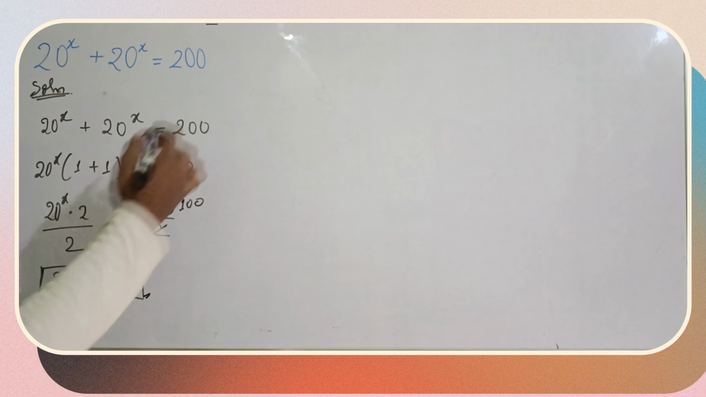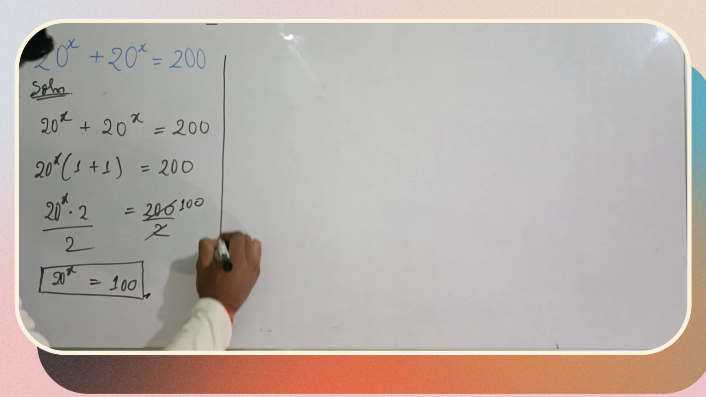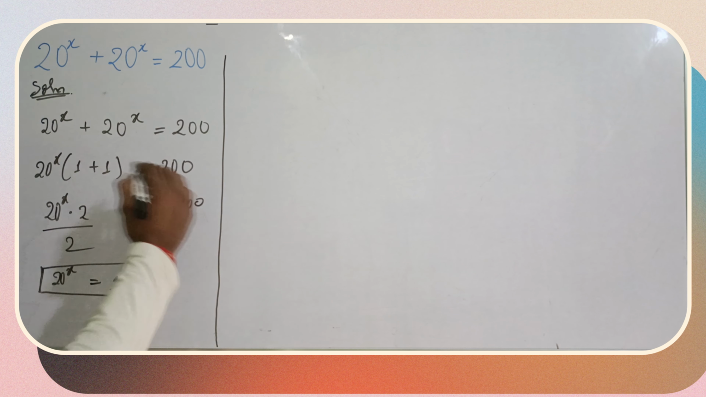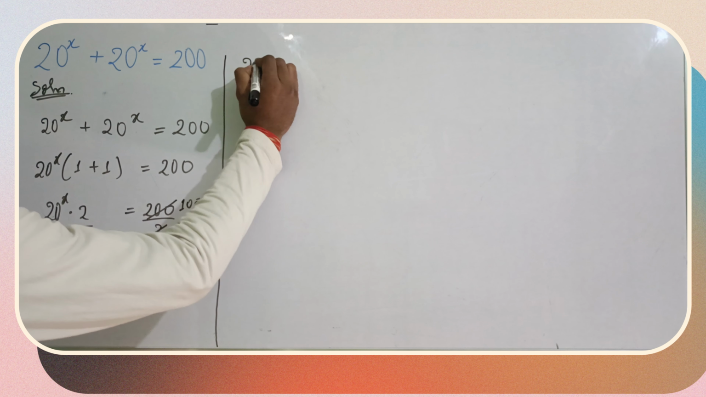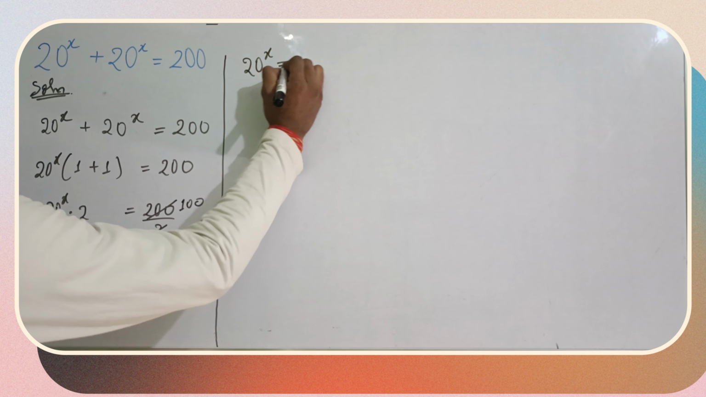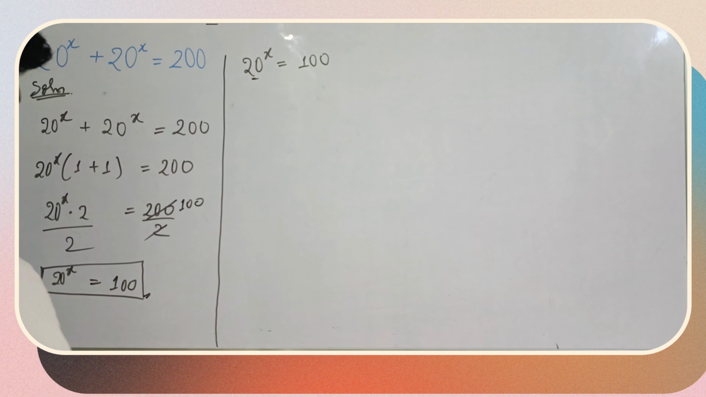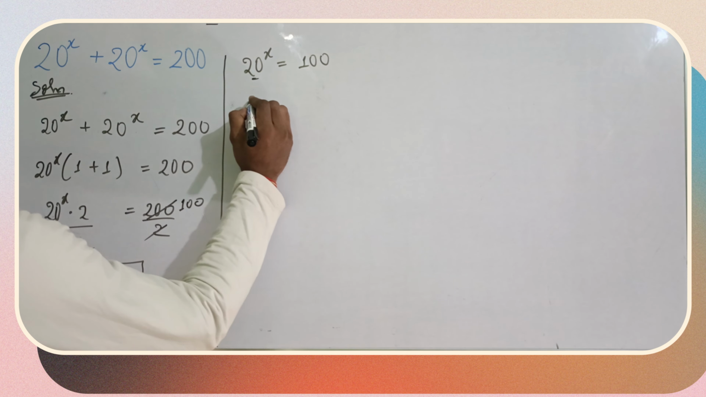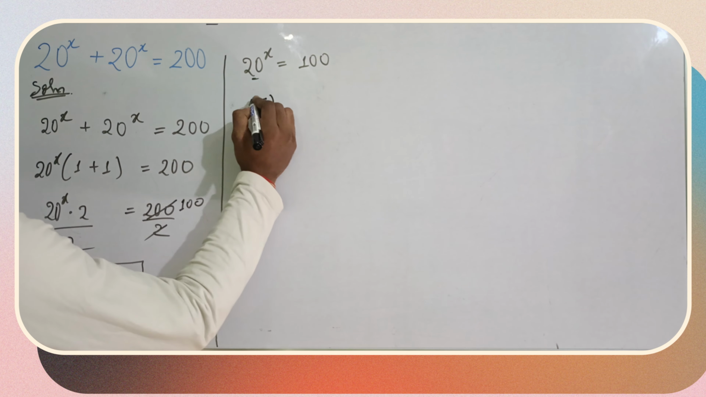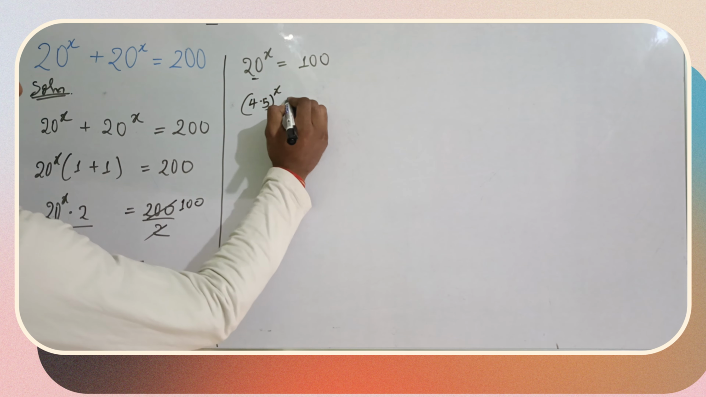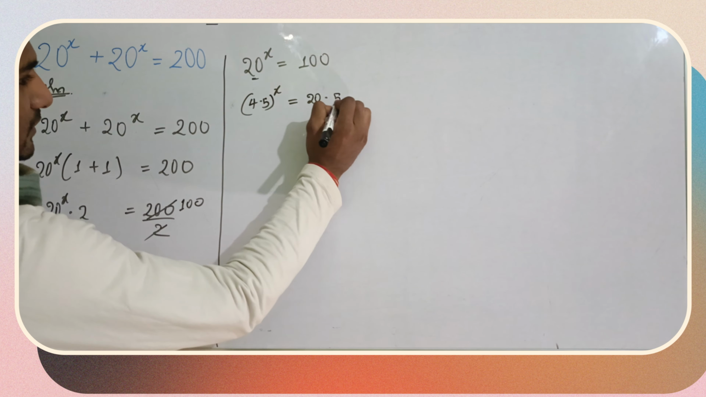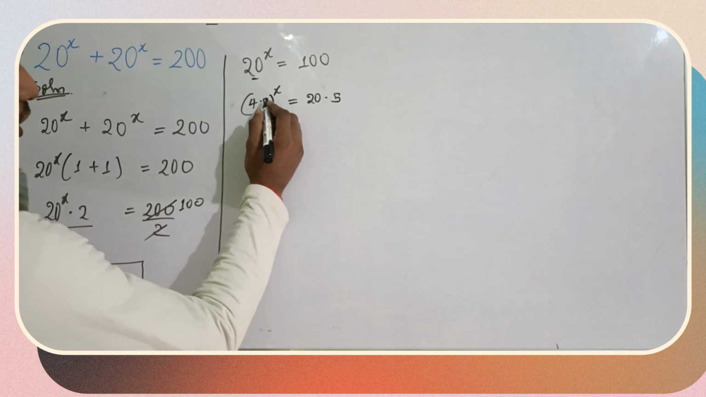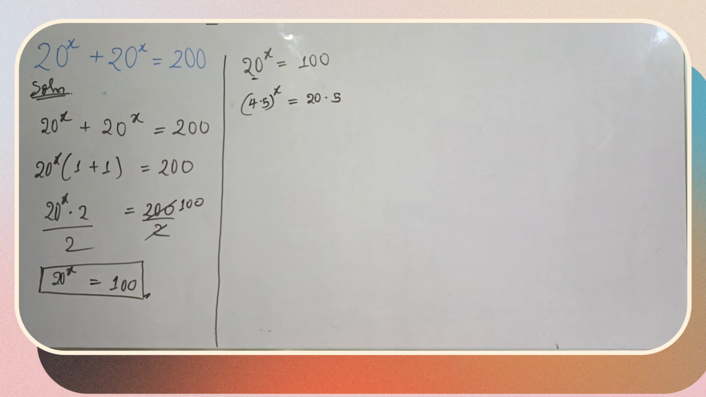So till here, the simplification for both the correct method and the wrong method is the same. Now let's go through the wrong solution, or the most obvious solution which is wrong. So 20 raised to the power x is equal to 100. So 20 can be written as 4 times 5 and the power remains x, and 100 can be written as 20 times 5.